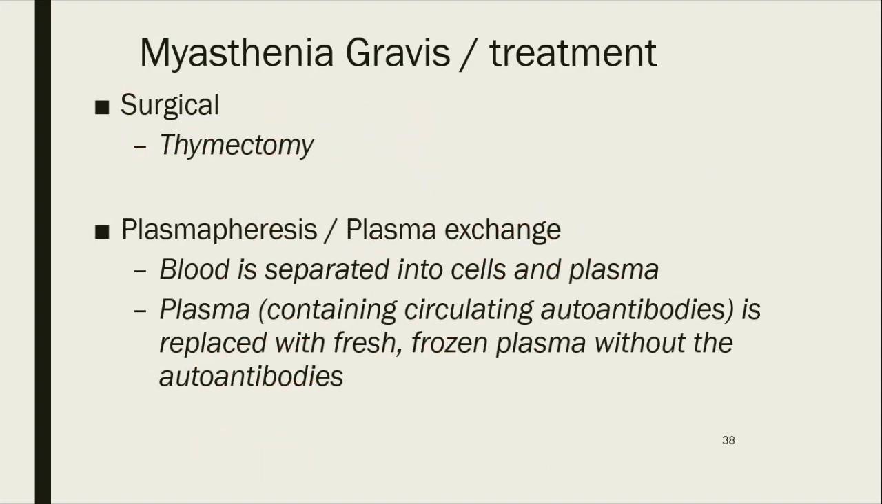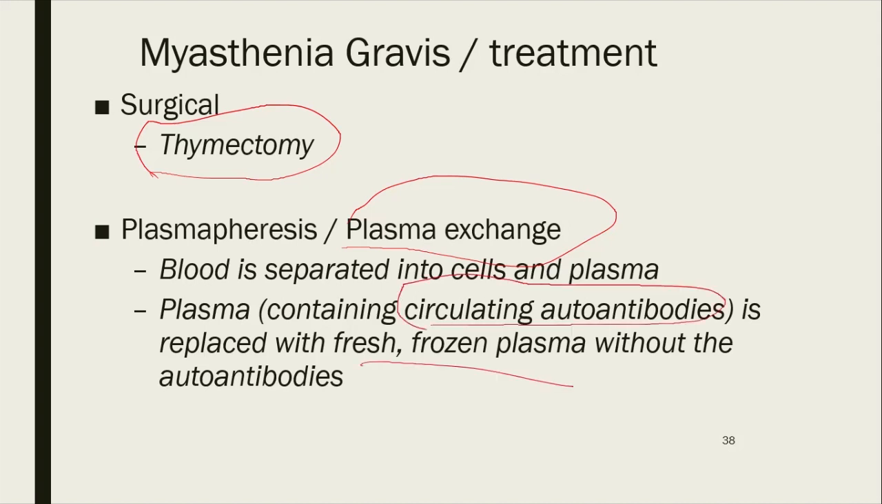Further, you can do surgery. You can cut out the entire thymus. That's very radical and non-reversible. And lastly, you can also do plasma exchange, separating the cells and plasma, basically removing these circulating antibodies in the serum and replacing with fresh plasma without those antibodies.